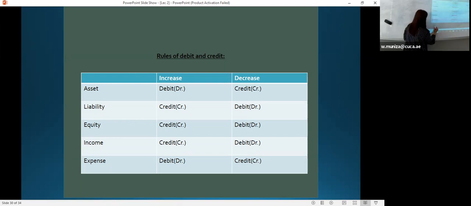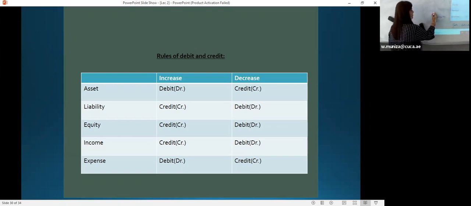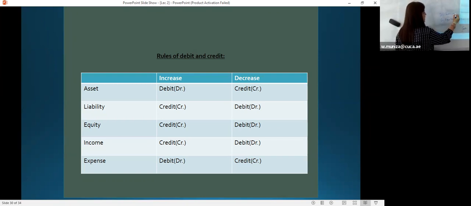Transaction is cash introduced as capital in business. Cash introduced as capital in the business. Equity is increasing. We are going to credit equity. Am I right? In which form is this introduced? Cash. Asset is increasing in the business. Cash account debit, equity account credit.